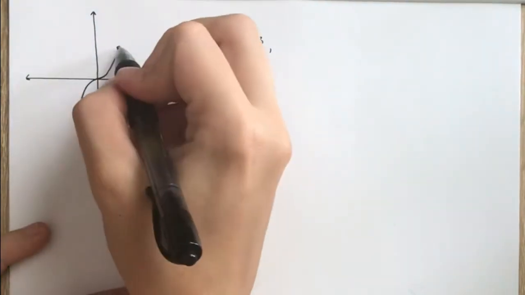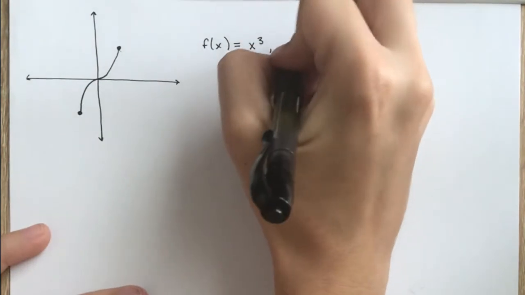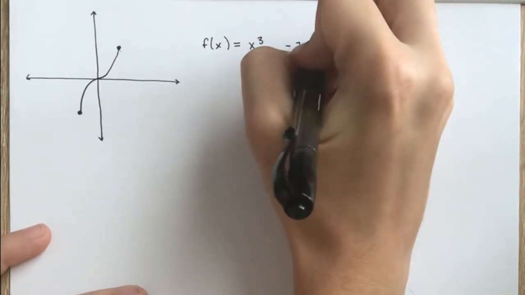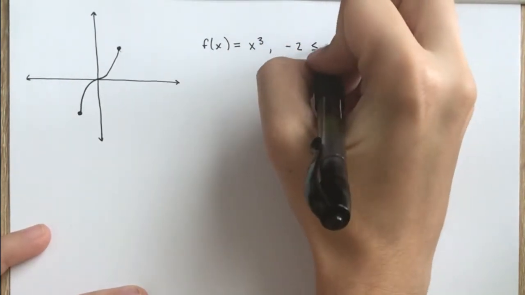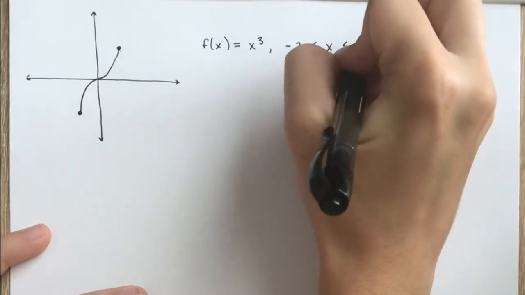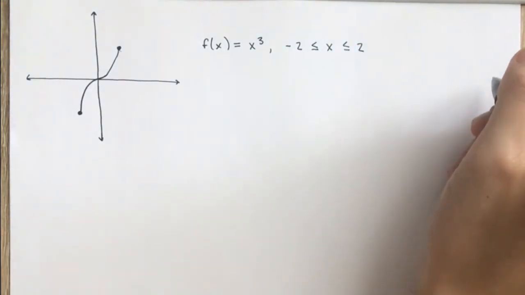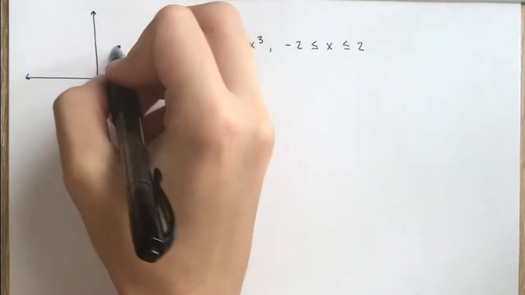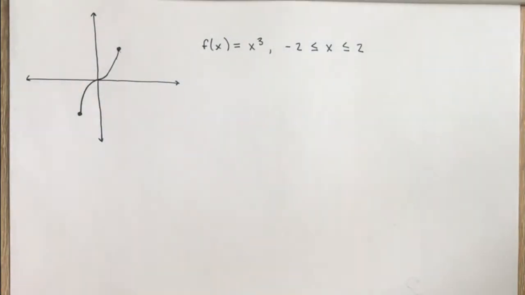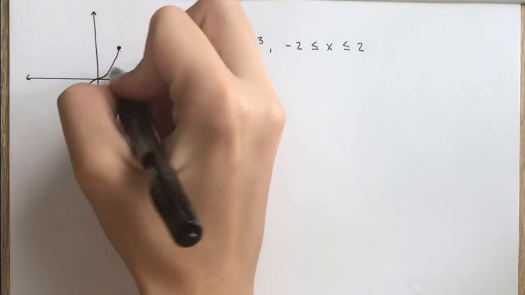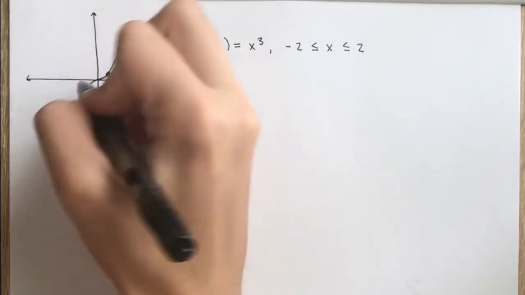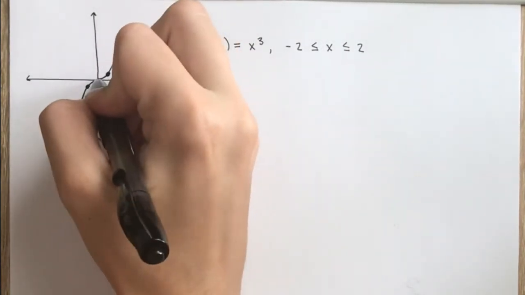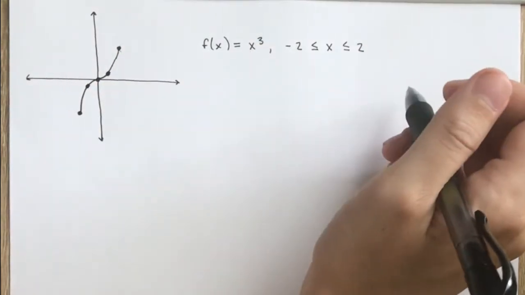But we've restricted its domain, right? So this guy, we're going to let him be between -2 and 2. So we're only looking at the x values between -2 and 2. So what are a couple of the points here? Well, let's see. These are the big ones.